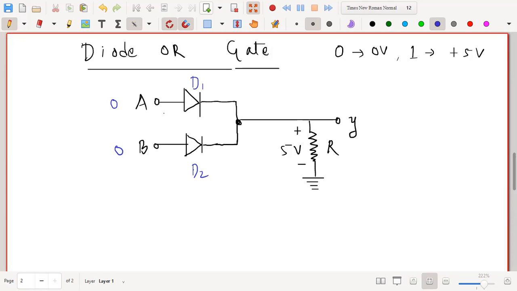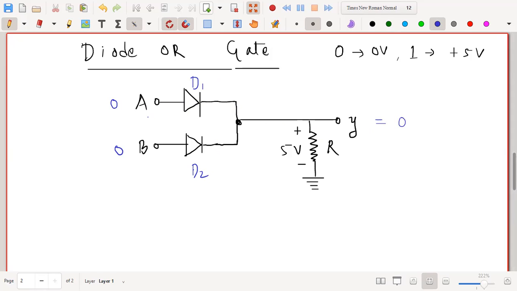When these are 0, 0, these two diodes are reverse biased, so the output will also be 0 volt. Since no current can flow through diodes D1 and D2, there will be no drop across this resistance R. So you will get the output also to be 0, that is 0 volt. All right, let us see another case.